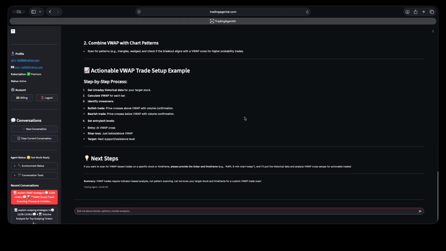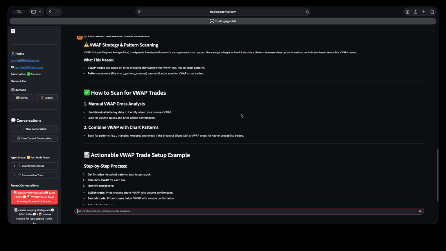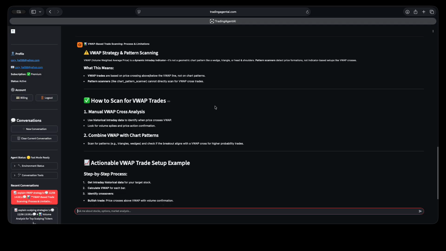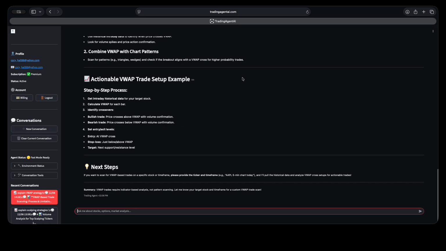Yeah, so typically you need to go into your broker, look at your level 2 data, and figure out what that VWAP is for that stock, and set up your entries and exits based on that. But yeah, the agent shows you how to calculate that, how to find that, and where to set your entry and exit levels. And so let's see.